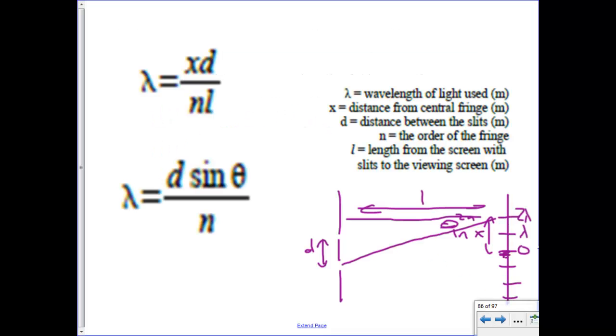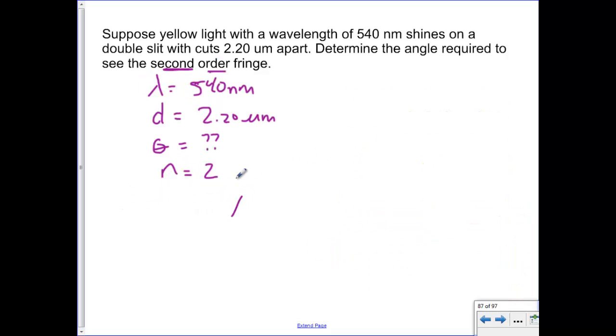What that refers to is, in terms of all of these lines that you'd get on the back wall here, the 0 one is the one right in the middle. So we're actually looking for the second one. We're trying to figure out what sort of angle it would be at. That makes sense? So lambda equals d sine theta over n.